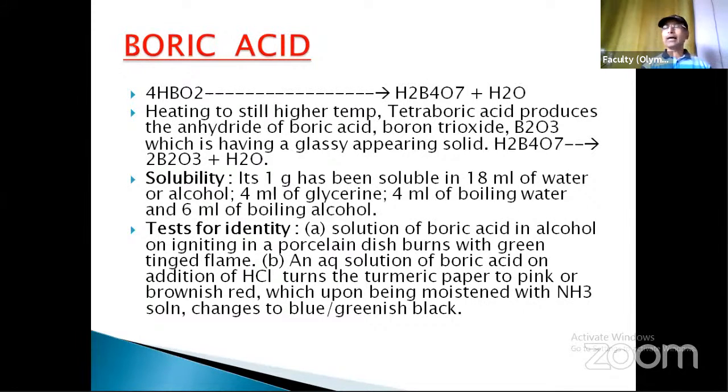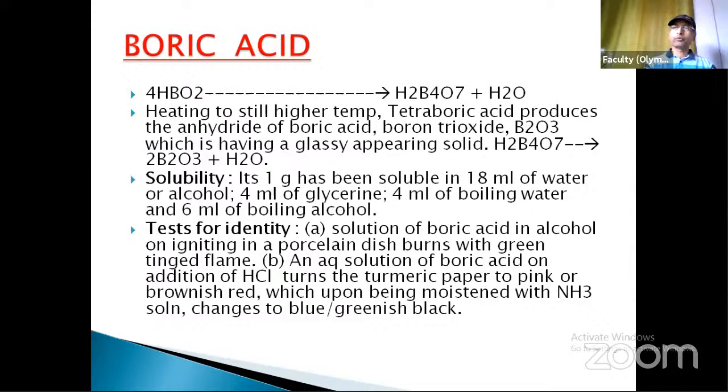Tests for identity, how you can identify that your product is boric acid. This is the identification test. You take a solution of boric acid in alcohol. You dissolve a small amount of boric acid in alcohol. And if you ignite it on a porcelain dish, then you find that it burns with a green tinged flame. It proves that your solution has boric acid. So this is done for the identification test of boric acid.